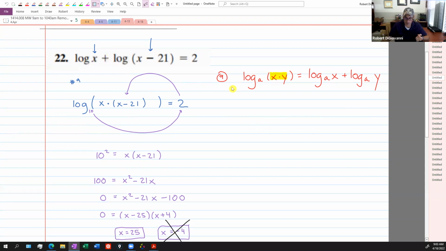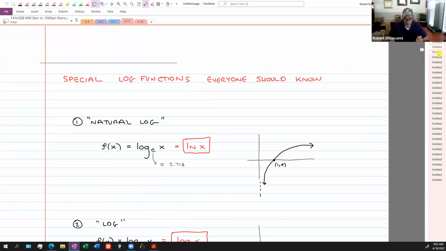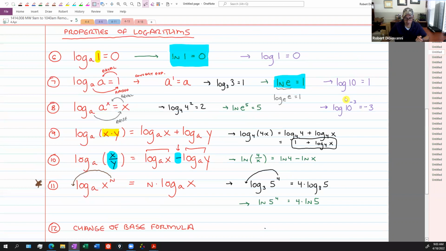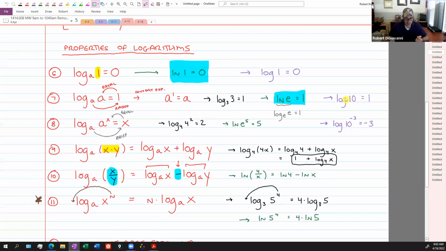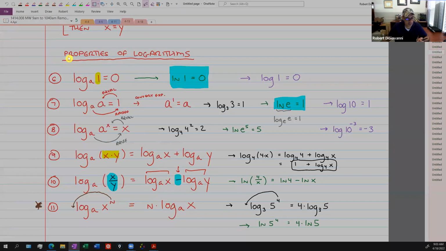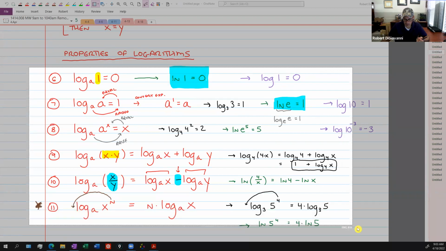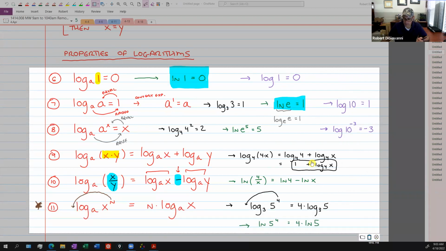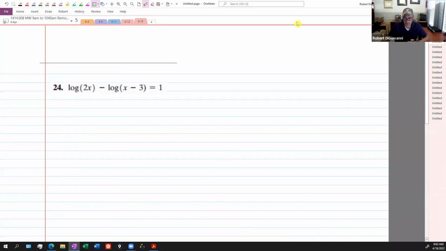So we used a property. It was property 9. Let me get to those properties real quick. Here are the properties. I've made a mess of this page, but we'll use these today. So I may as well copy this down, just in case I need it.